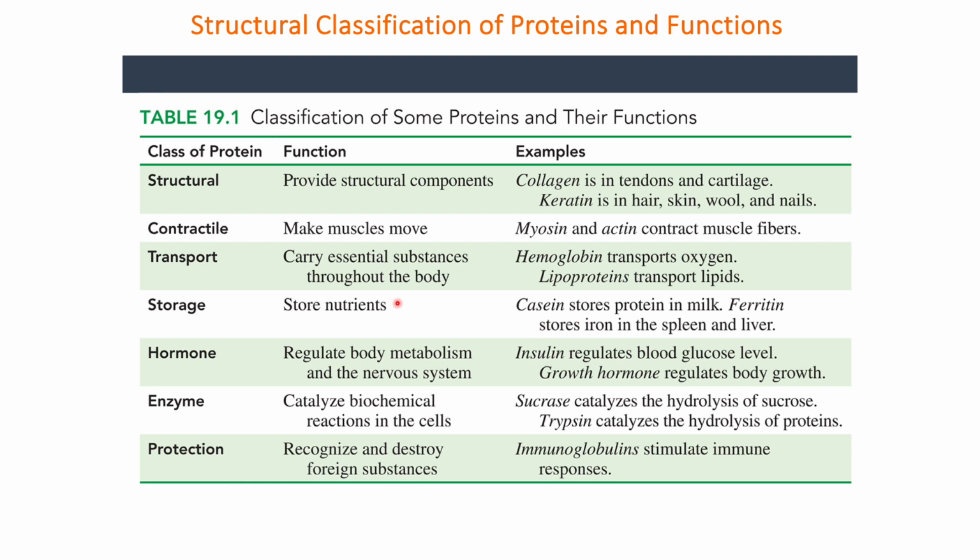And casein is a protein that stores milk, so it's a storage protein. And hormones like insulin regulate blood glucose level, and growth hormones regulate body growth. So there are also enzymes that catalyze biochemical reactions in the cells. For example, sucrase catalyzes the hydrolysis of sucrose, and trypsin catalyzes the hydrolysis of proteins. And there are also proteins involved in protection. So they provide protection by recognizing and destroying foreign substances. For example, immunoglobulins stimulate immune responses. So these are just examples of different categories of proteins functionally.